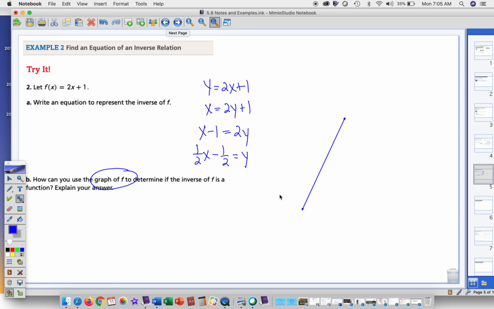So going back to this example, this line passes both tests, right? Any line other than a vertical would pass the test. So because it does, its inverse is not a function. I'm sorry, did I say that backwards? Any line other than verticals would pass the vertical line test. Any line other than a horizontal would pass the horizontal line test. Therefore, the inverses are functions.